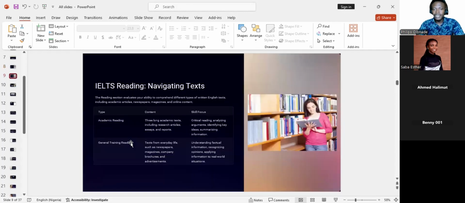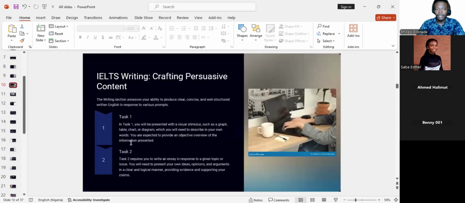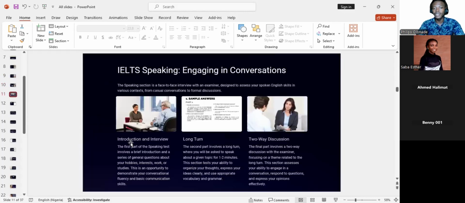Then we've discussed the reading section. You have 3 long texts that you have to read and answer. IELTS writing, you have task 1 and task 2. We've discussed that. Then the speaking section, there's introduction and interview. There is a long turn, and there is the two-way discussion.